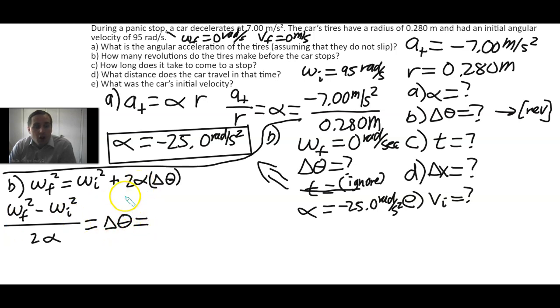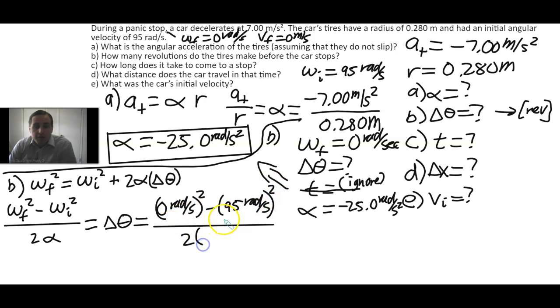So this should be omega final squared, which was 0 radians per second, and we square that, minus the initial angular velocity of 95 radians per second, and we have to square that. We divide this all by 2 times the angular acceleration of negative 25.0 radians per second squared. So now let's go back to the calculator.